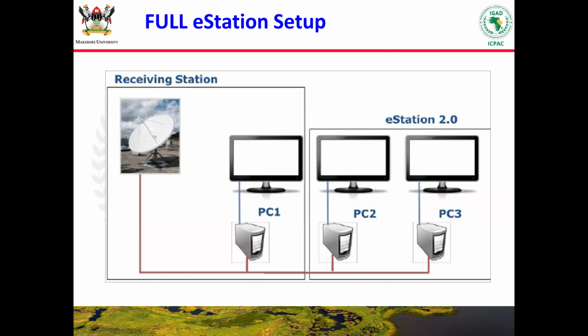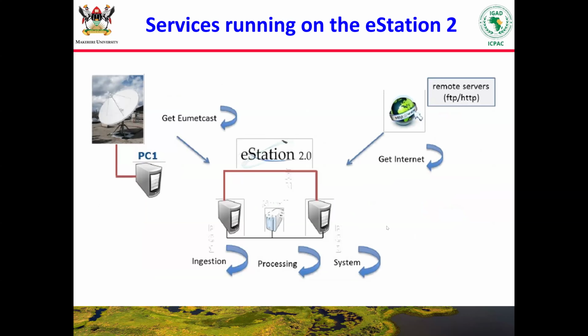The first computer is PC1, which is linked to the receiving station, or this antenna. Then PC2 does the processing of the data, and I'll show you in the software that we have installed what is in PC2. And then PC3 does the analysis. So the analysis tab in the software that you've installed is dedicated to PC3. And we'll review that in more detail.